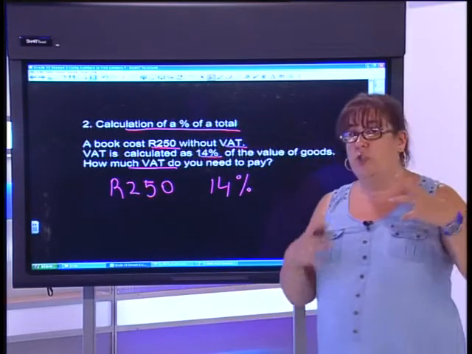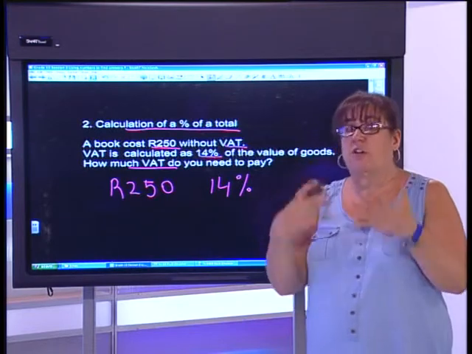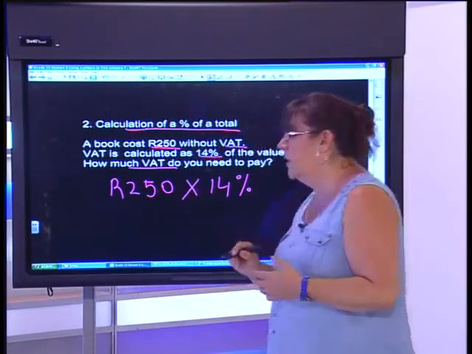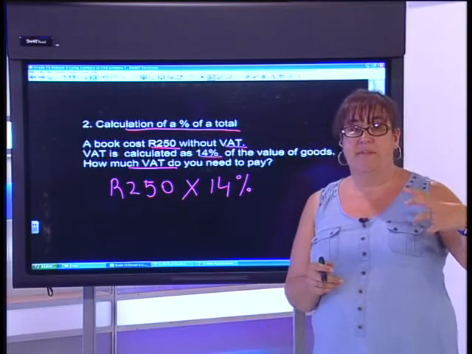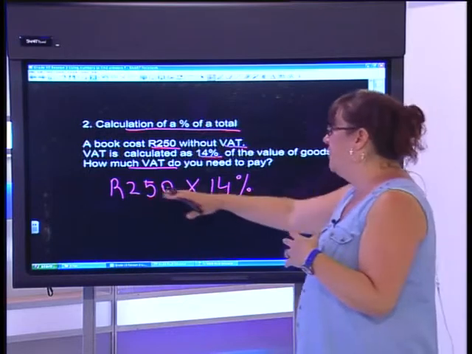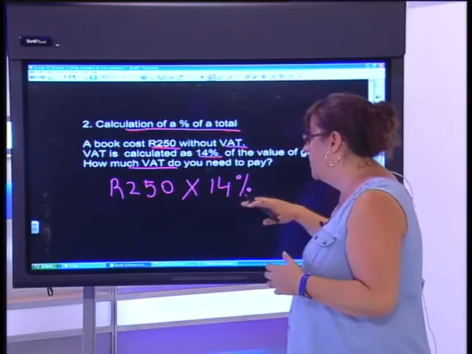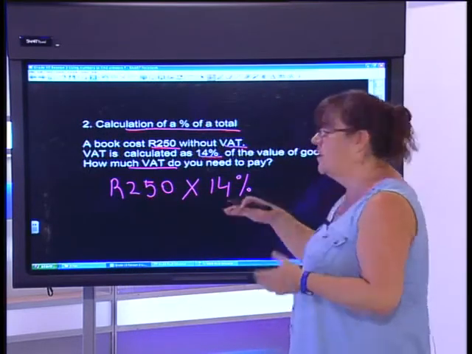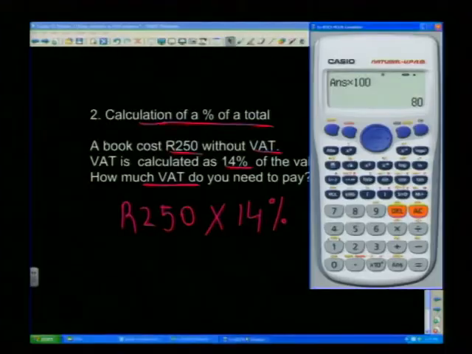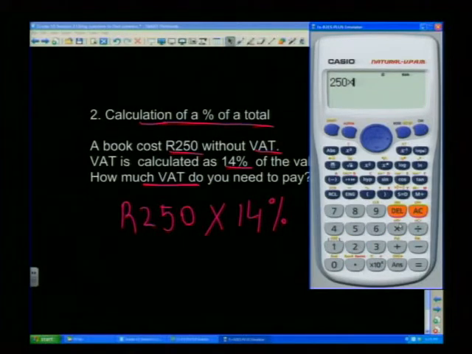And the only way for me to work out what percentage 14 is of 250 is to multiply. So far what we've discovered with percentage is that we always multiply. So 250 times 14, and now I can basically do this on my calculator and it'll give me my answer. Okay, so let's find the calculator again. Right, so I have 250 Rand and I'm going to times by 14 and use my percentage button.